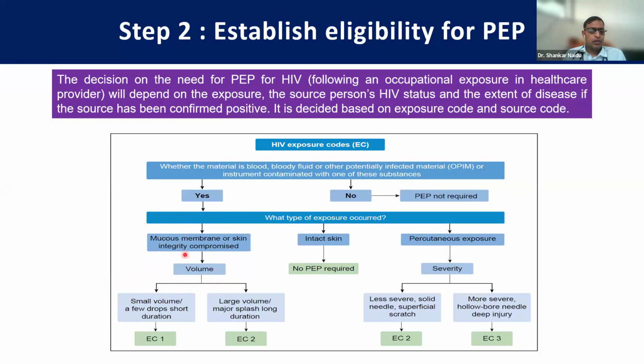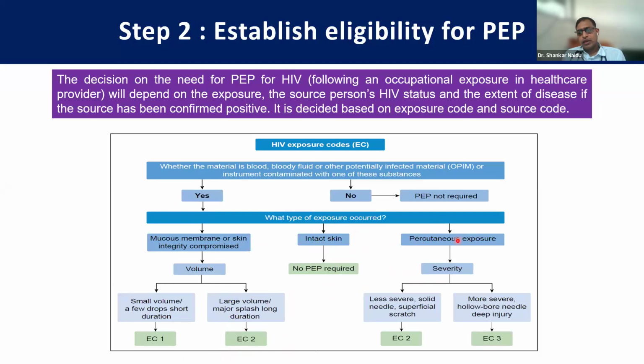So coming back to this, the first question is whether the mucous membrane or skin integrity is compromised. Then we have to see the volume of exposure. If the volume of exposure is small and for a shorter duration, then we can label that patient as exposure code 1. If the volume is large or there is a longer duration of exposure, then the exposure code will fall under EC2. If the exposure is on intact skin, then again PEP is not required. But many times in our practice, it would be very difficult to say categorically that the person had intact skin. So we might end up categorizing them under either EC1, EC2, or EC3.